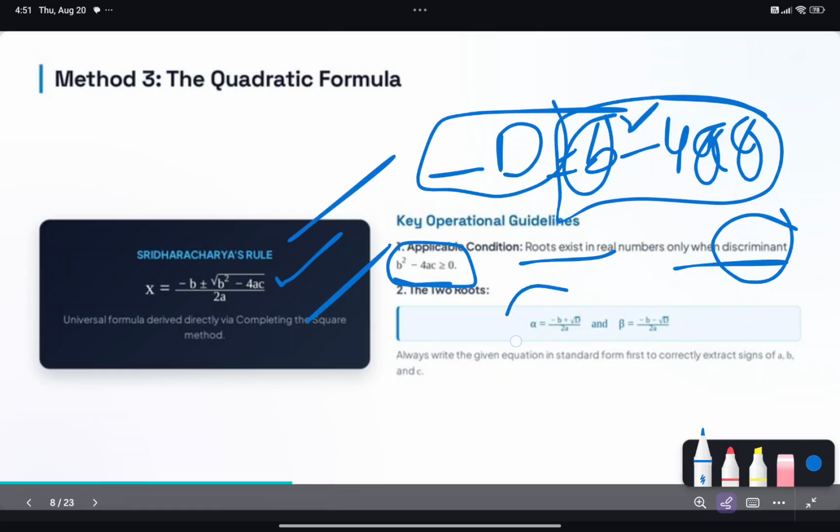Alpha and beta. Alpha is equal to minus b plus root d, the discriminant. But simply, we know one of the roots is minus b plus root over b square minus 4ac by 2a. The other root is minus b minus root over b square minus 4ac by 2a. We can write simply under root d only. Clear?